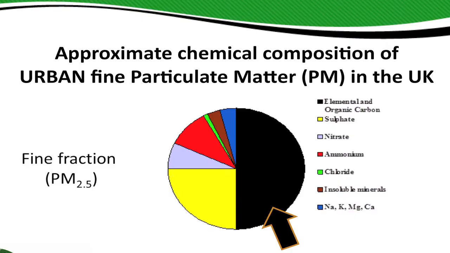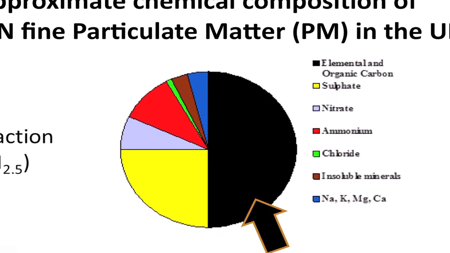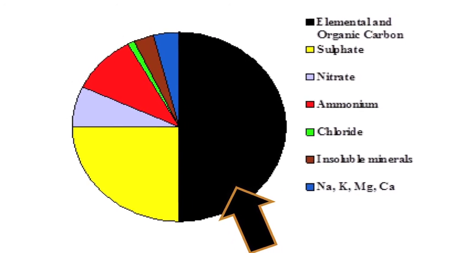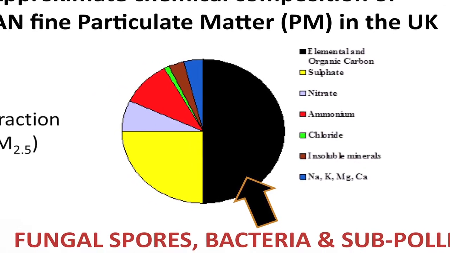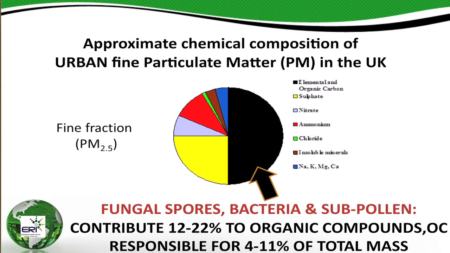But as an atmospheric chemist, I like to categorize particles by their size. The fine fraction of PM 2.5 refers to particles between 0.1 micron and 2.5 microns. In the graph shown here, we can see the chemical composition of PM 2.5 for the UK. You can see that it's dominated by organic carbon, and interestingly, this is where PBAP contribute. PBAP such as fungal spores, bacteria, and subpollen are all seen in this region. When I refer to subpollen, I'm talking about pollen which is being broken down and degraded in the atmosphere. And it has been seen that PBAP contribute between 4 and 11% of the total mass in this size fraction.